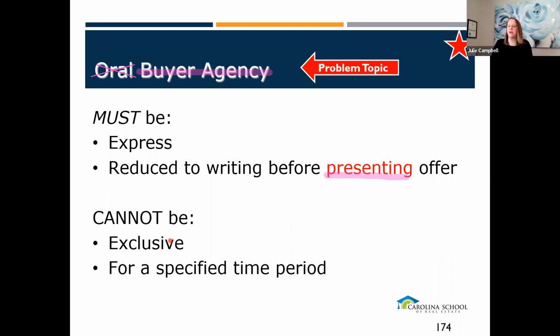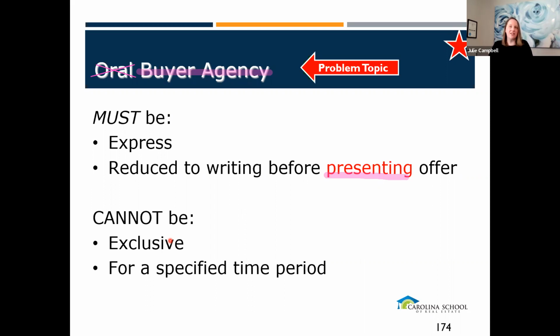This is another one of these where I fear sometimes you get in your own way. Some agents choose not to work under an oral buyer agency agreement. Some firms choose not to work under an oral buyer agency agreement. Once again, your test is not going to ask you what you're going to do. Your test is going to ask you what you can do. Can you work with a buyer under an oral buyer agency agreement at first? And the answer is yes. You just cannot demand exclusivity.